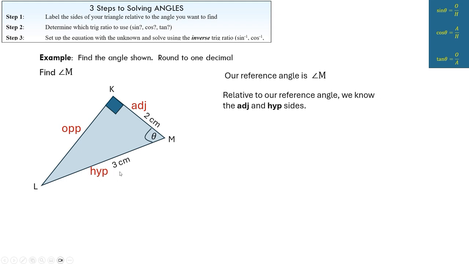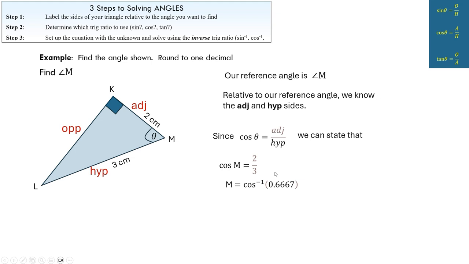So if we know these two sides, we need to come over to our chart and find a ratio that uses adjacent and hypotenuse. And it just so happens that the cosine uses adjacent and hypotenuse, so we'll use the cosine ratio to carry on from here. So we can say the cosine of this angle, M, equals 2 over 3. Adjacent over hypotenuse is adjacent 2 over hypotenuse 3. The cosine of M equals 2 over 3.